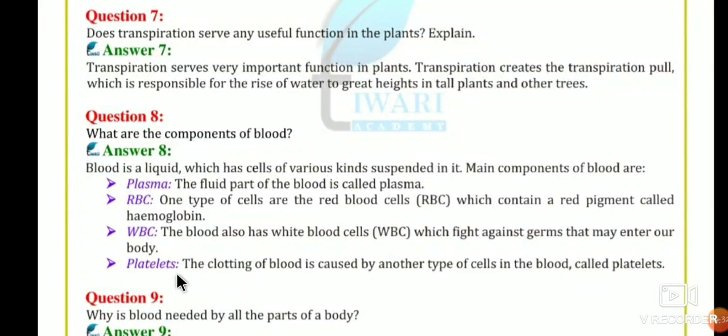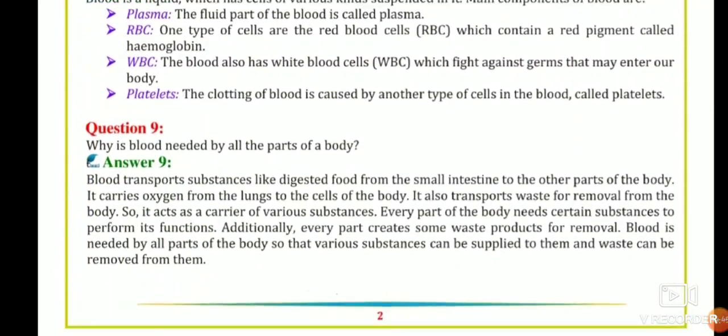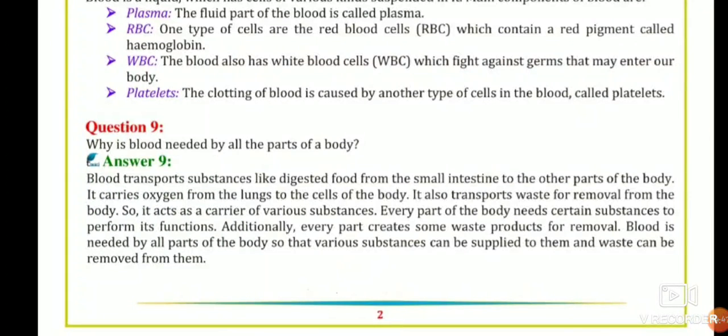Next, platelets. The clotting of blood is caused by another type of cells in the blood called platelets. That is, due to the presence of platelets, the blood will clot, meaning the blood becomes thick and solid.